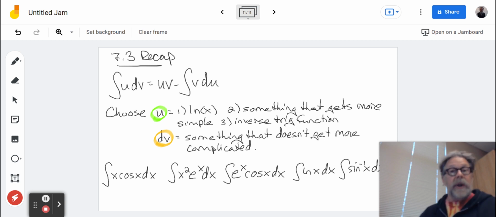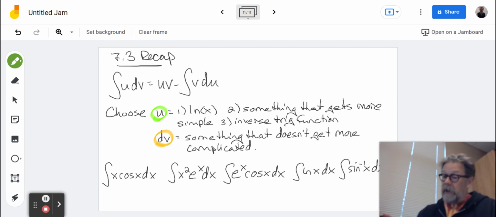Thing two, how do I choose u? How do I choose dv? Pretty straightforward list. And here's the deal. If you pick the wrong thing, it'll look more complicated. If it looks more complicated, go back and pick differently.